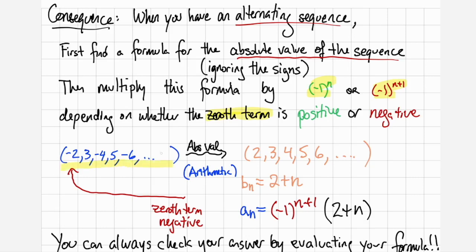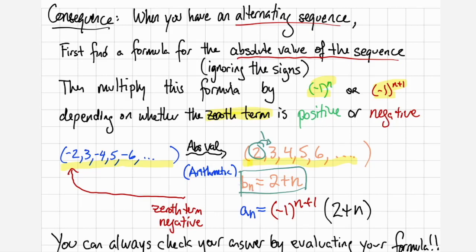Negative 2, 3, negative 4, 5, negative 6, etc. We take the absolute value of the terms, and we see this sequence 2, 3, 4, 5, 6, etc. So now that's an arithmetic sequence with initial term 2 and common difference 1. So we get the expression b sub n is equal to 2 plus n.